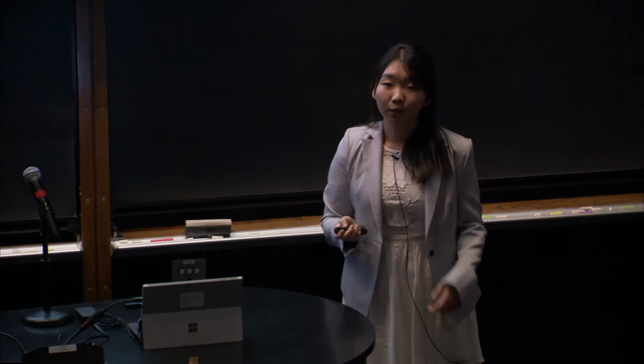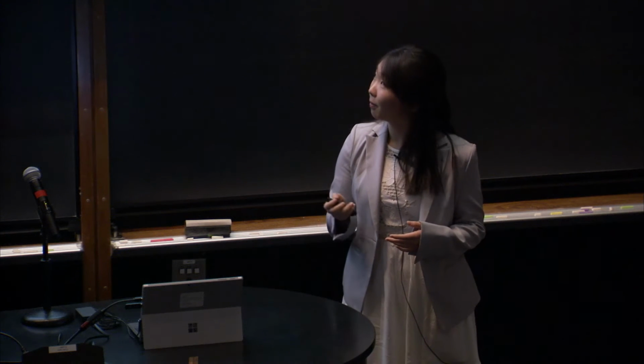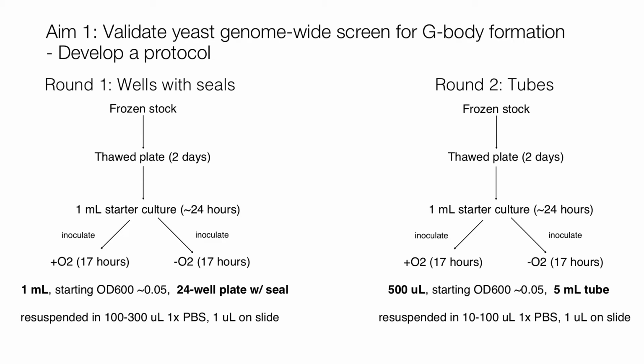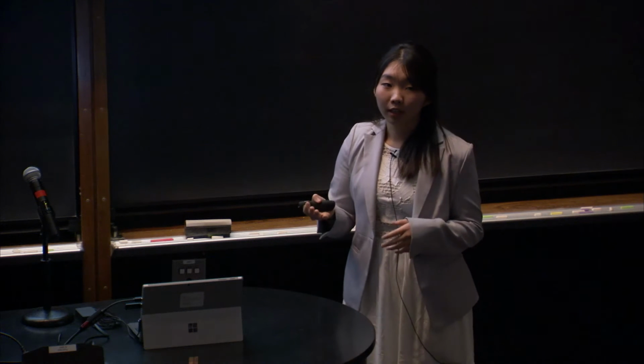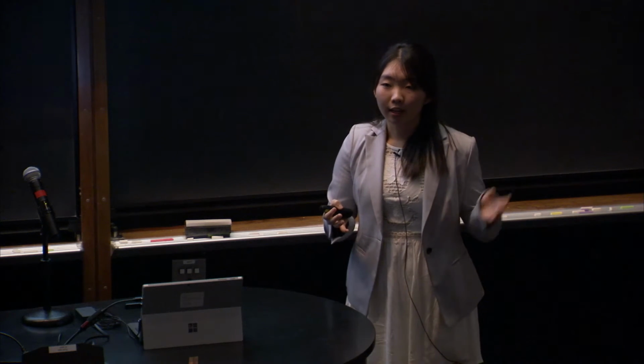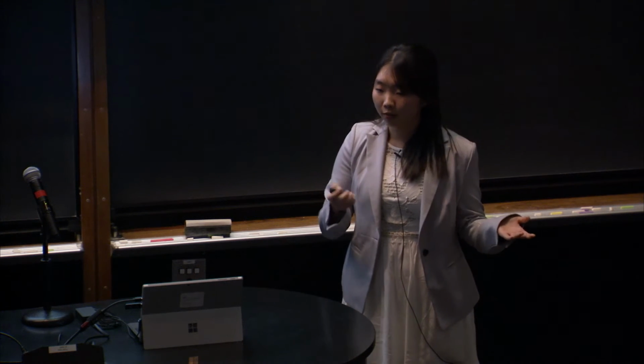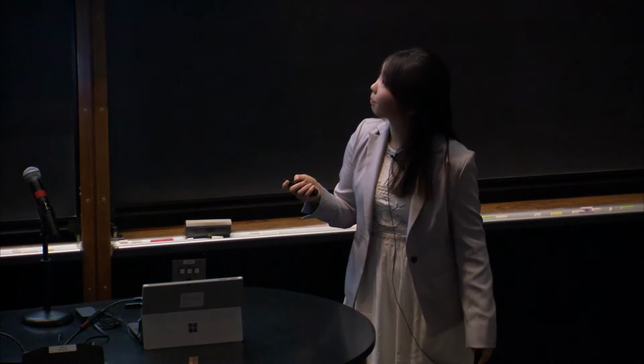So for the first aim, which was to validate the screen, I first needed to develop a working protocol, and this ended up taking quite a bit longer than I expected. This is my general experimental flow. I start with a frozen stock of the yeast deletion strain, which I then streak out onto a plate. And then I grow the plate for 2 days. Then I pick a colony, I make a starter culture, and then I inoculate it into hypoxic and normoxic conditions. And then the next day, I image to see how G-body formation is affected.